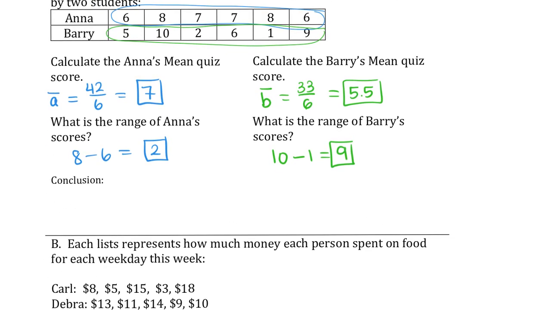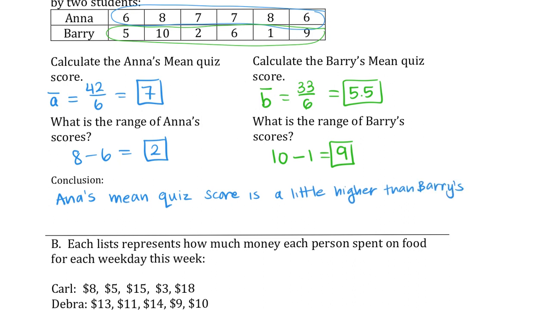So what's my conclusion? Anna's mean quiz score is a little higher than Barry's. I mean, to be fair, though, Anna's getting a C and he's getting not a C. It's a little higher than Barry's.